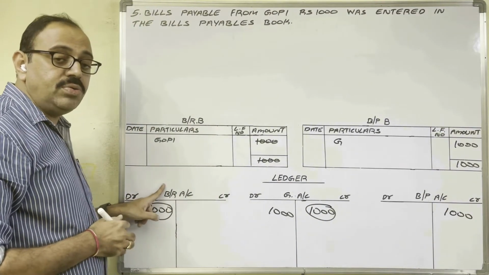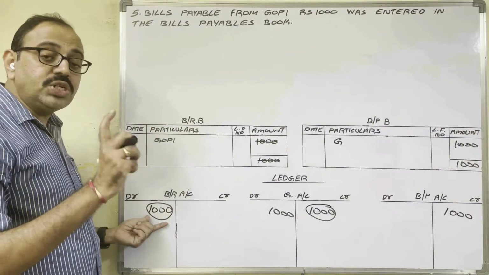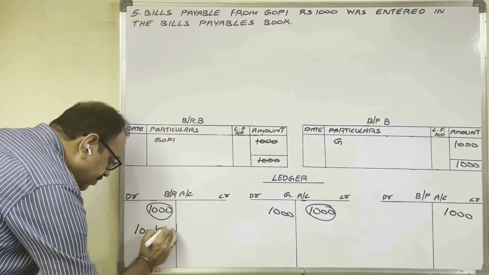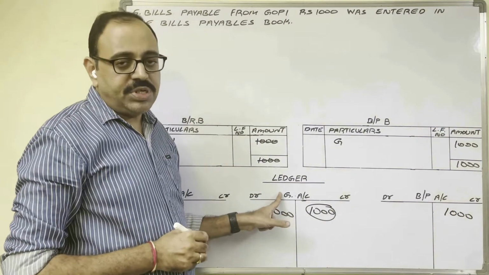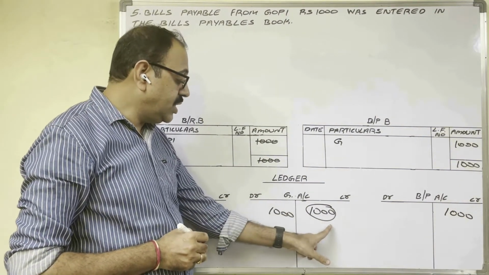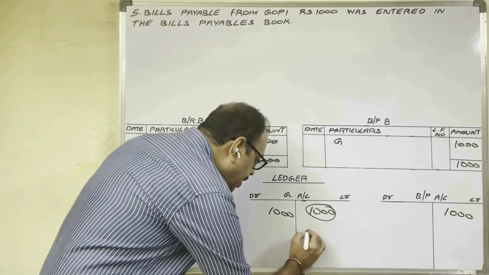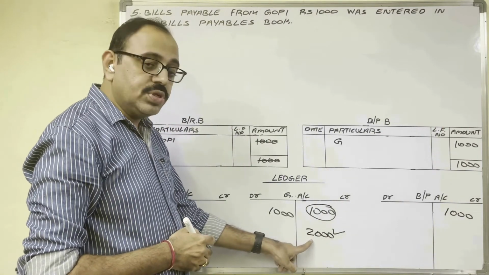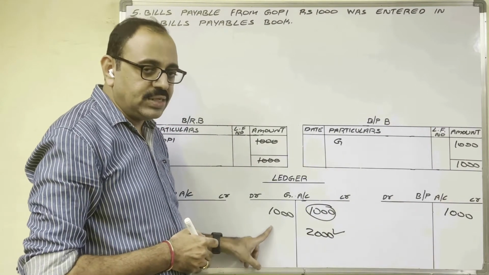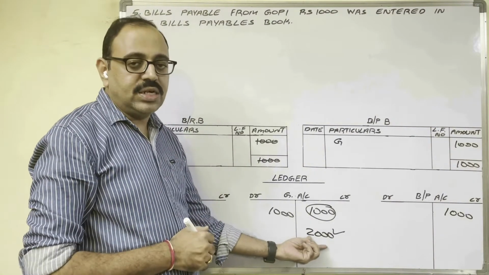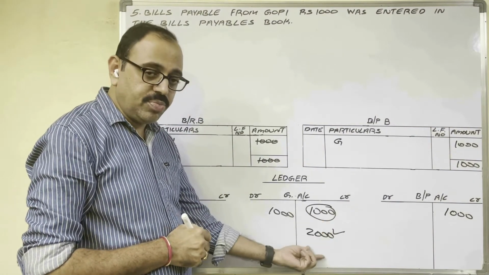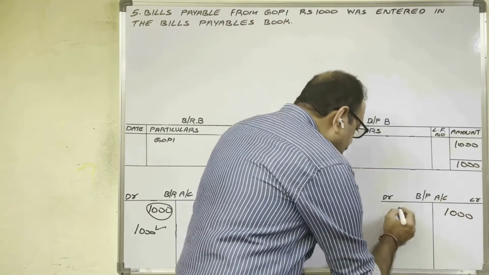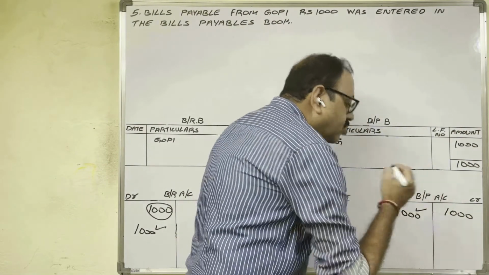Come to bills receivables account. Mistake is 1,000 was not debited. How to rectify this mistake? Debit 1,000 rupees. In Gopi's account, mistake is instead of crediting 1,000, they debited 1,000. If you credit 2,000 in Gopi account, then 1,000 in 2,000 and this 1,000 both will get cancelled. In 2,000, 1,000 is cancelled. Remaining amount on credit is 1,000 rupees. We need that only. We should cancel this 1,000. For that, debit bills payable account with 1,000.